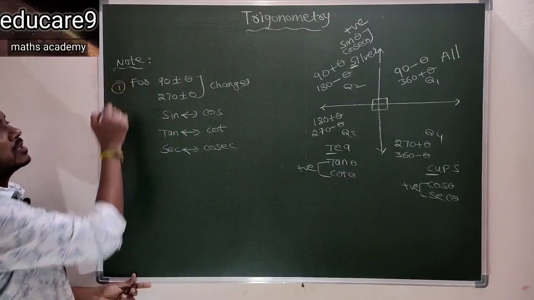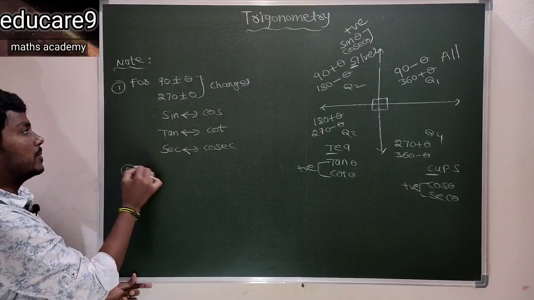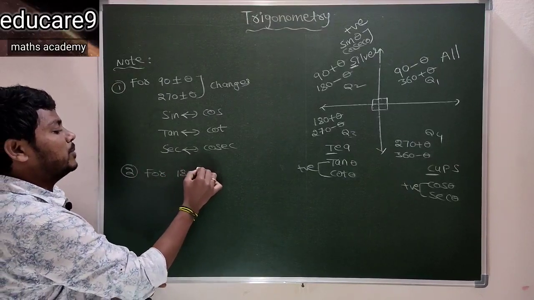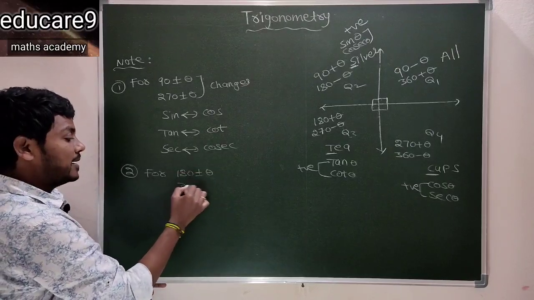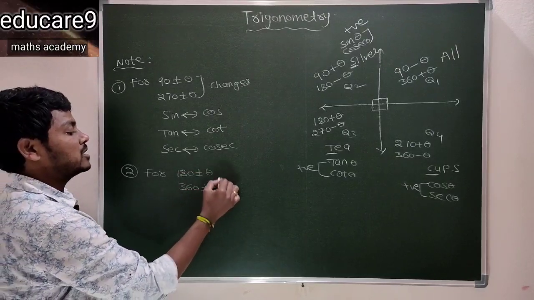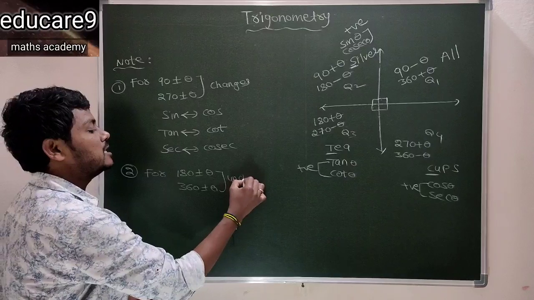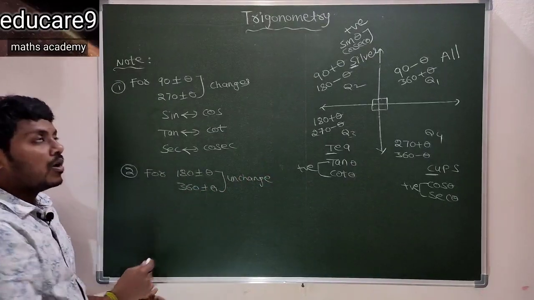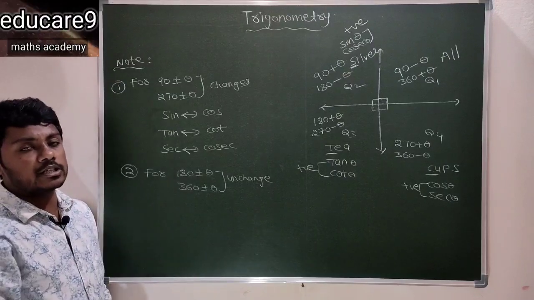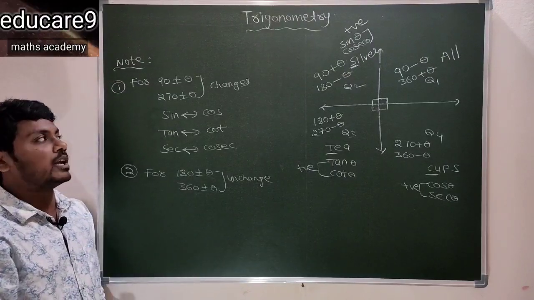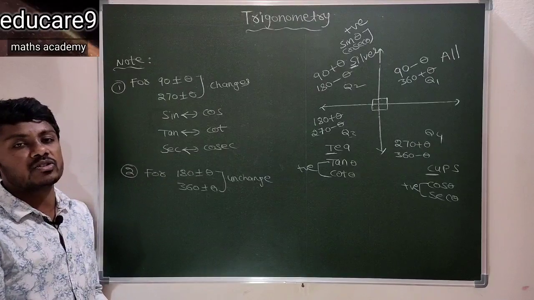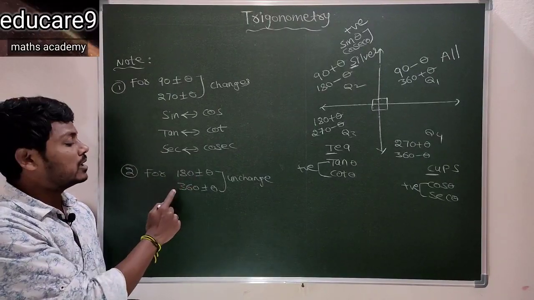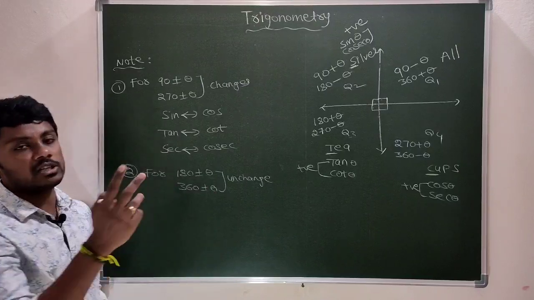So this is the first one. And second one, for 180 plus or minus theta and 360 plus or minus theta, unchanged. Okay. So it means sine remains sine, cos remains cos, and tan remains tan. So similarly all the trigonometric ratios do not change for 180 plus theta or 180 minus theta and 360 plus theta or 360 minus theta.